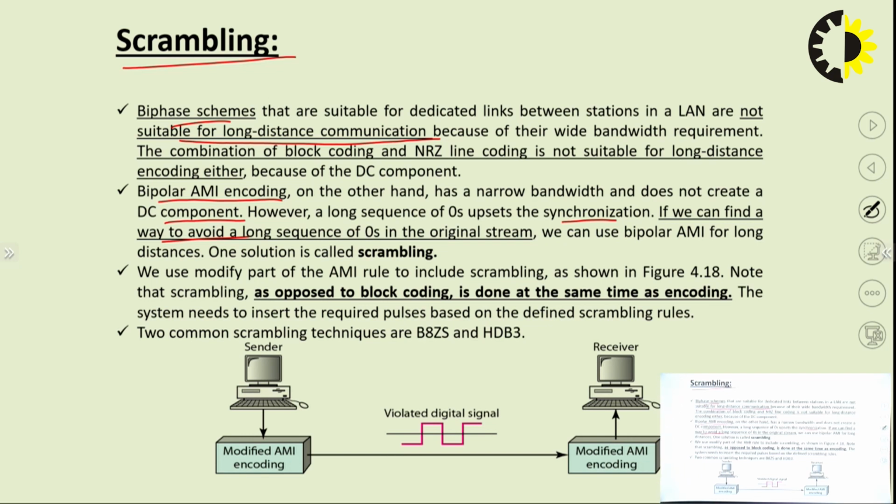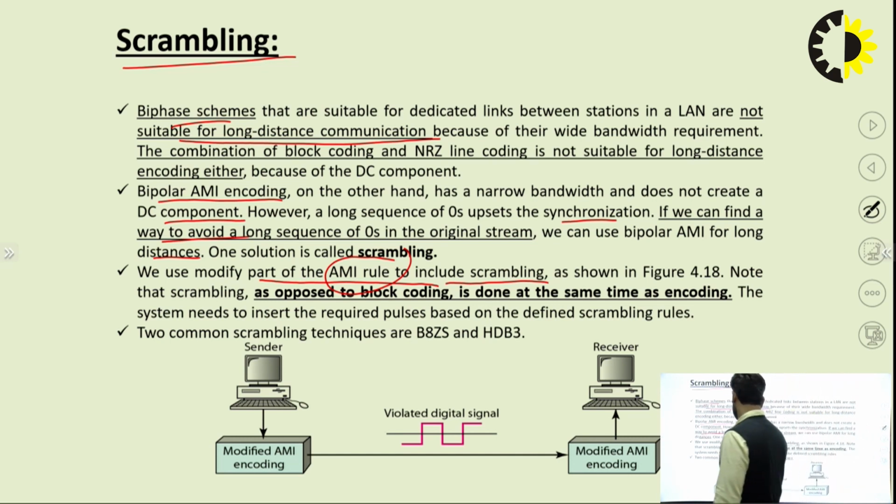Now in the scrambling process we will do the AMI line coding technique, and we will just substitute whenever a long string of 0s comes. We will do the AMI encoding technique only, and just replace the long zeros by a suitable term. We use a modified part of the AMI rule to include the scrambling. We will use the AMI rule in the scrambling process, as shown in the figure.